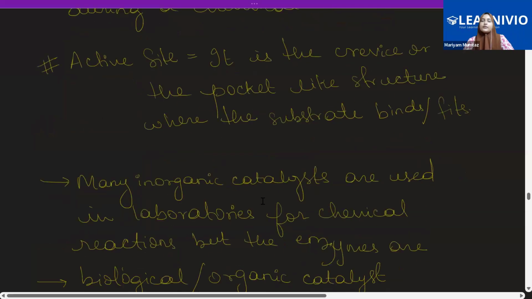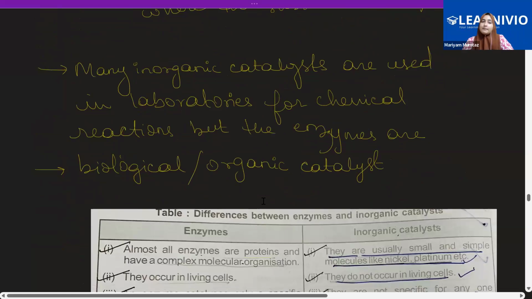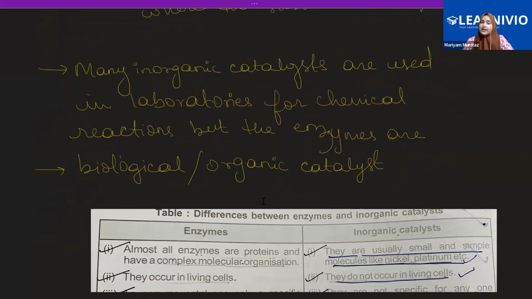Now, many inorganic catalysts are used in laboratories for chemical reactions, but those are inorganic, something that is not found in living organisms. Whereas the ones that we are talking about, those enzymes, are biological catalysts or organic catalysts. Clear?